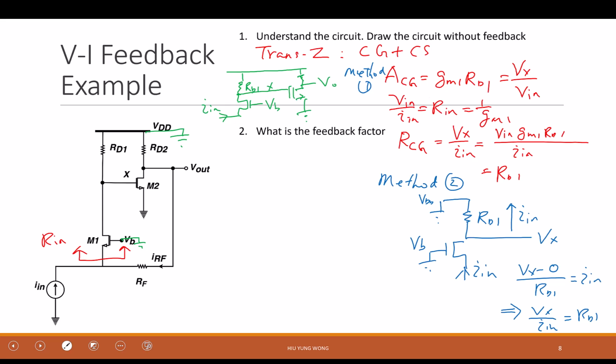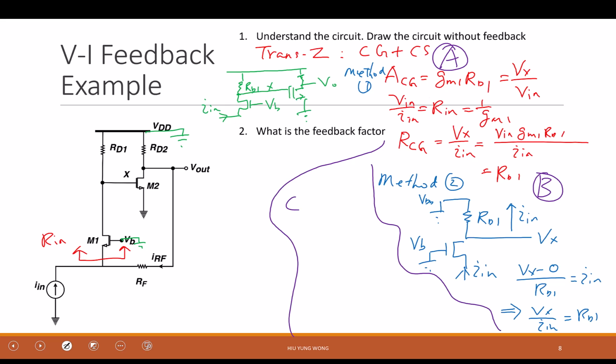So just for instructional purposes, I have two versions. But you need to really understand. However, in the exam, if you're so good, you see that already, done. The gain is RD1. Okay? So just treat it as a review. I know I spent a lot of time, but this is only the common gate, right? So let me call this A, B, and then let's do here C.